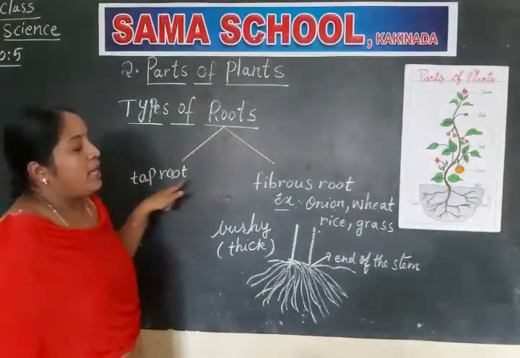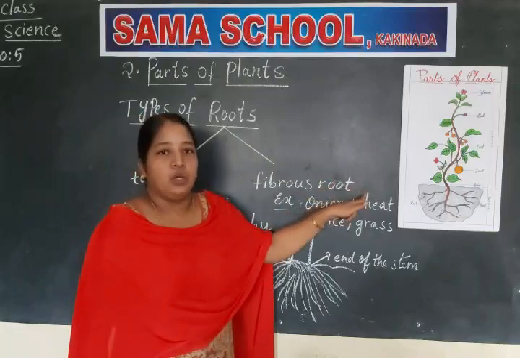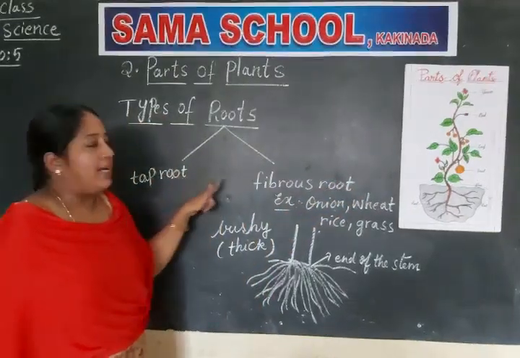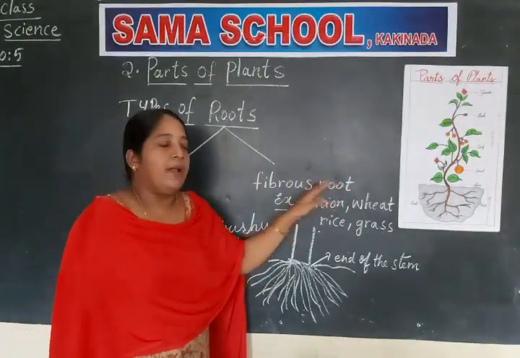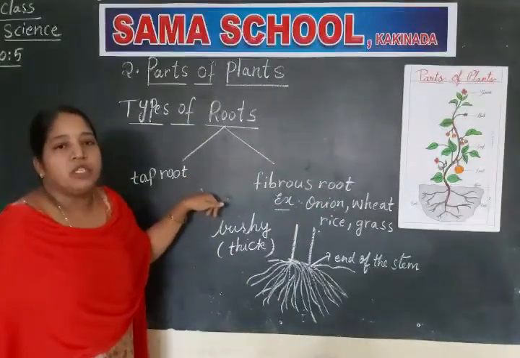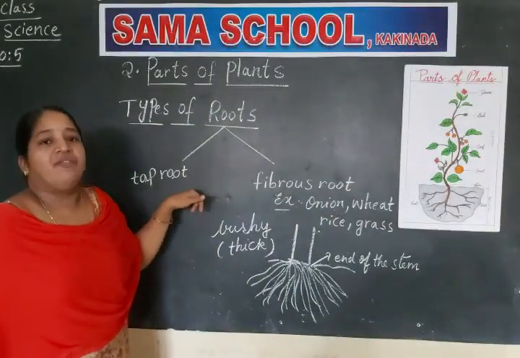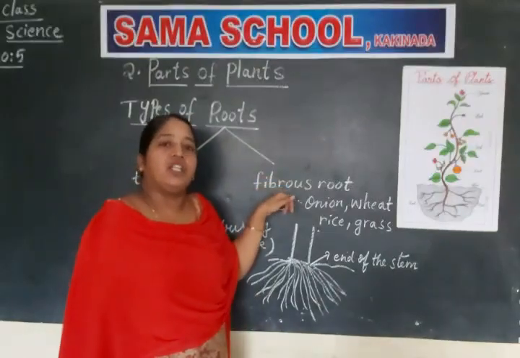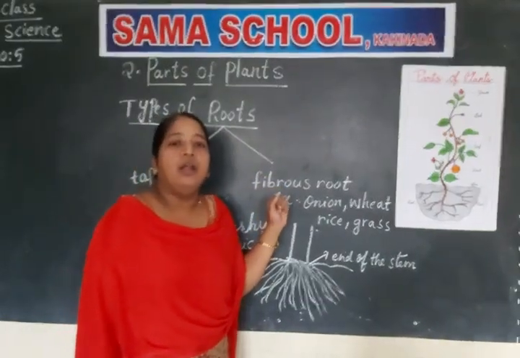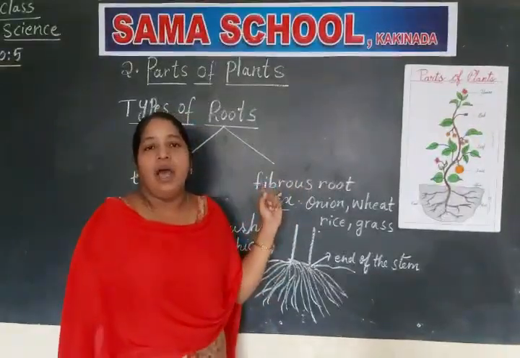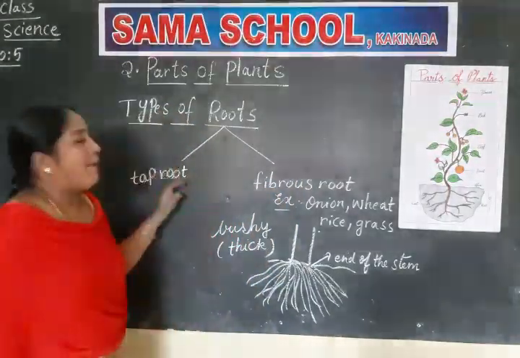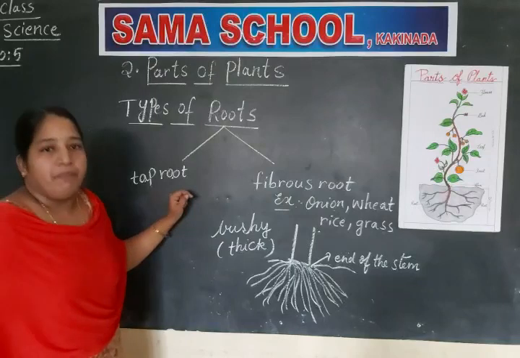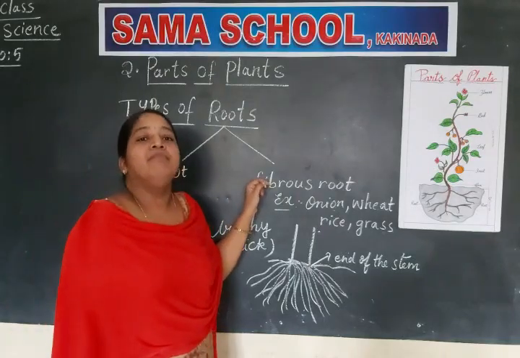One is taproot and the other one is fibrous root. In the taproot, what do you observe? There is a main root, and from the main root there are branching roots, and root hairs grow from the branching root. And you observe taproot in plants such as peas, beans and mustard.